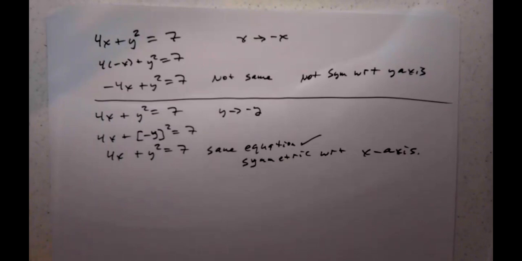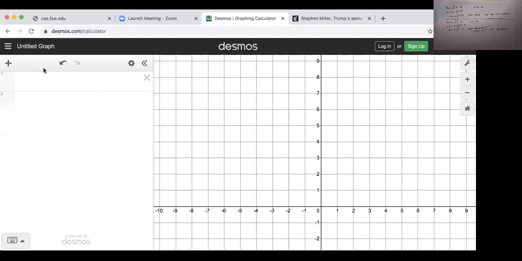Now we should be able to see that on our graph. So let's jump to Desmos and see what that looks like. So I want to graph that and see it. Here we go. So 4x plus y squared equals 7. What does that look like?